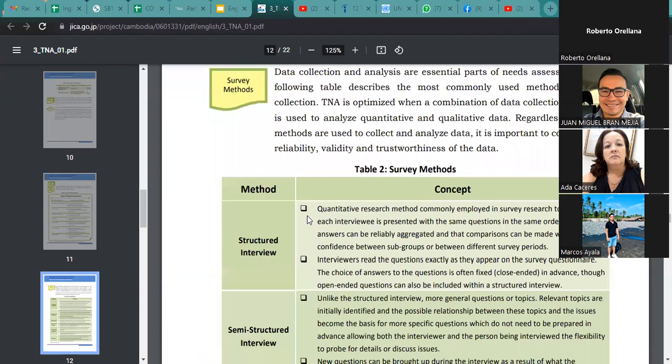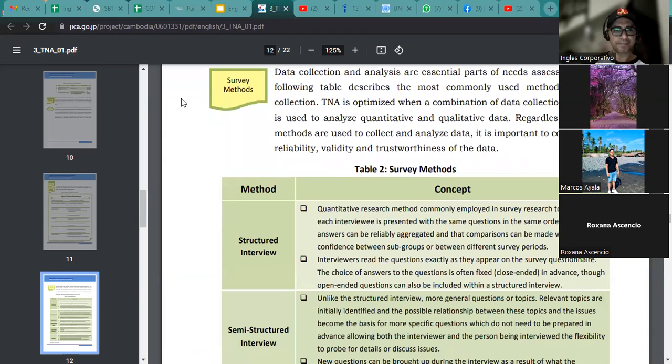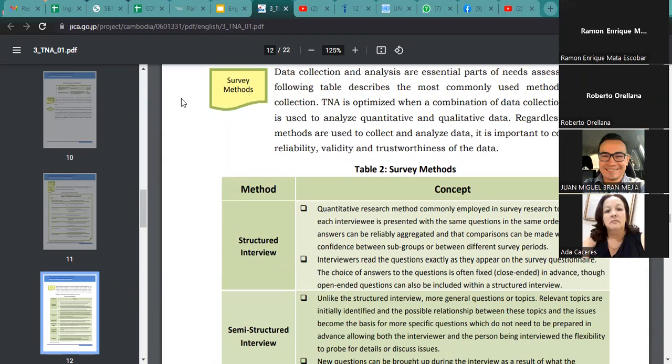This is going to be for Roberto. Is it possible for you? Not possible, okay. Juan Miguel Brown. Okay, teacher, I'm here. Okay. Data collection? Yeah, the survey methods, yeah.